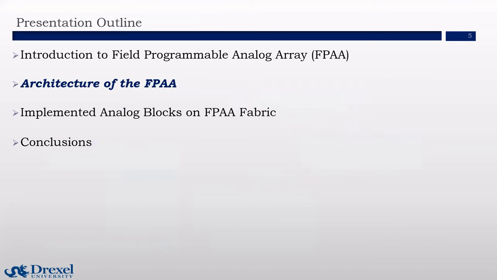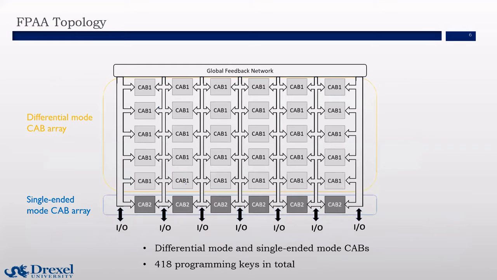Next, I'd like to talk about the architecture of the FPAA. According to the functionality of the cap, there are two types of cap array, supporting both differential mode and single-ended mode operation. There are also 7 input and output ports, which allow direct access to the input or output of the cap in each column. There are 418 programming keys in total for this FPAA.